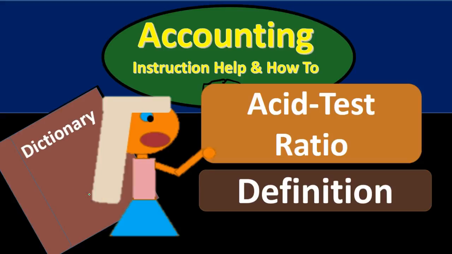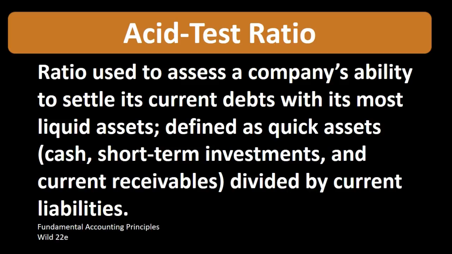Hello, in this lecture we will define acid-test ratio. According to Fundamental Accounting Principles, WILE 22nd edition, the definition of acid-test ratio is a ratio used to assess a company's ability to settle its current debts with its most liquid assets, defined as quick assets, cash, short-term investments, and current receivables, divided by current liabilities.